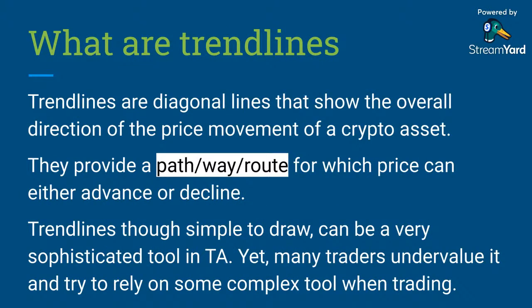Now I want to teach you how to use a trend line. So what are trend lines? Trend lines are diagonal lines that show the overall direction of the price movement of a crypto asset. It shows, just forget this big English.